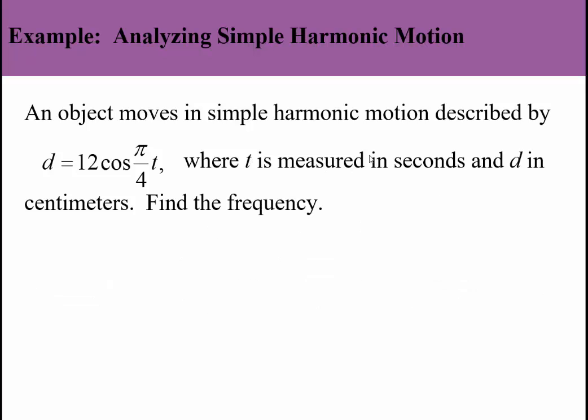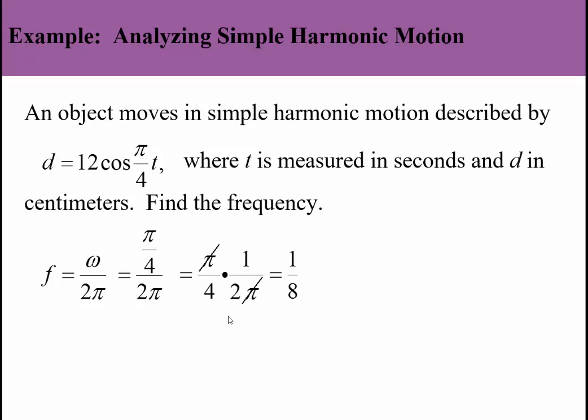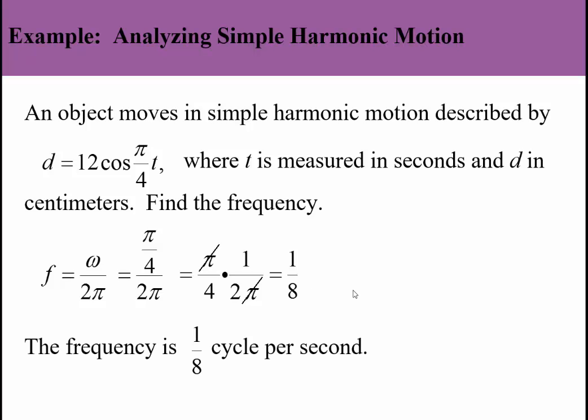An object moves in simple harmonic motion described by this. We want to find the frequency next. So the frequency is W, or omega, over 2 pi. And you all know what omega is. In this one, it's going to be pi over 4 over 2 pi. Since we're dividing fractions, we have to multiply by the reciprocal, 1 over 2 pi. And the pi's cancel out, and you will have 1/8 as the frequency here. So 1/8 cycles per second.